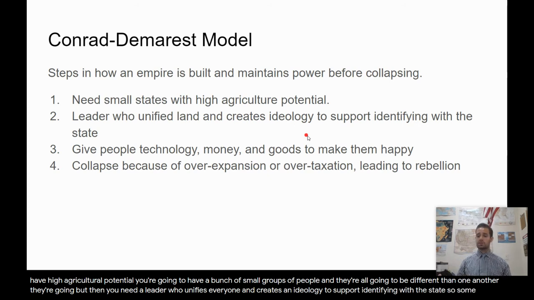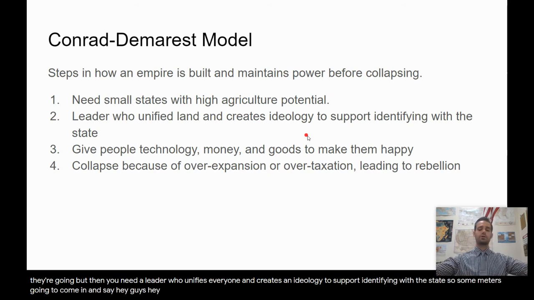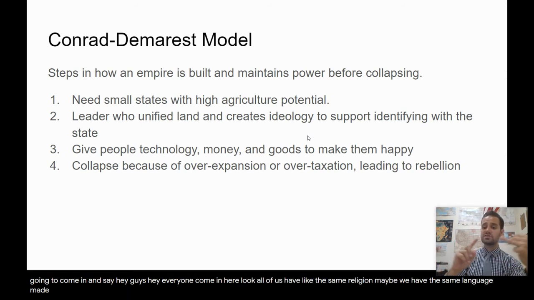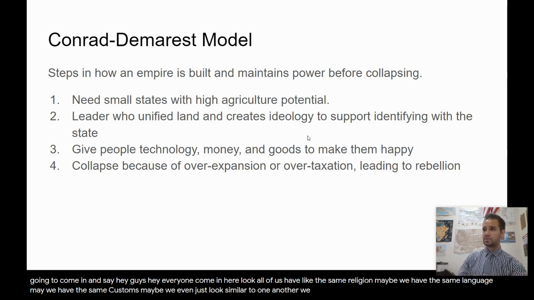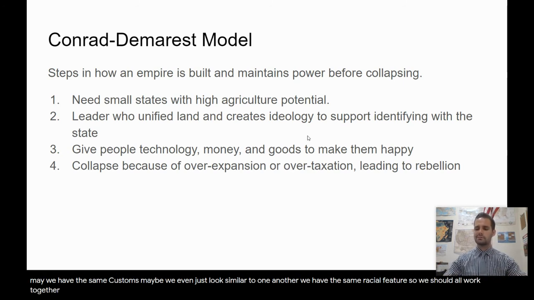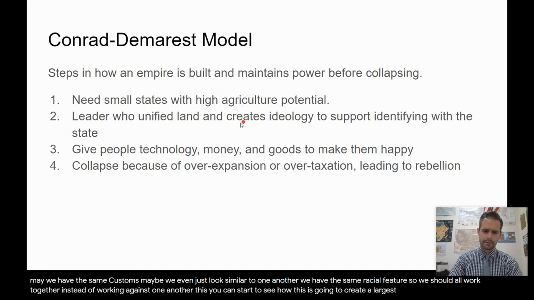So some leader's going to come in and say, hey, guys, everyone come in here. Look, all of us have the same religion. Maybe we have the same language. Maybe we have the same customs. Maybe we even just look similar to one another. We have the same racial features. So we should all work together instead of working against one another. You can start to see how this is going to create a larger society.